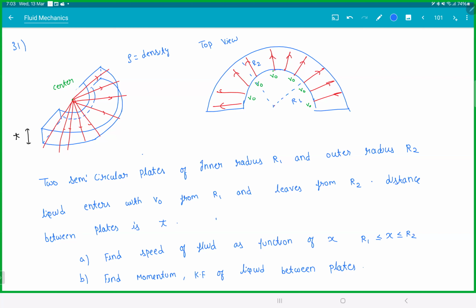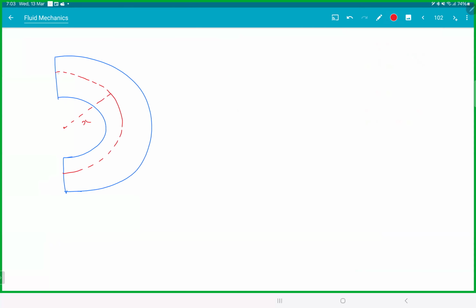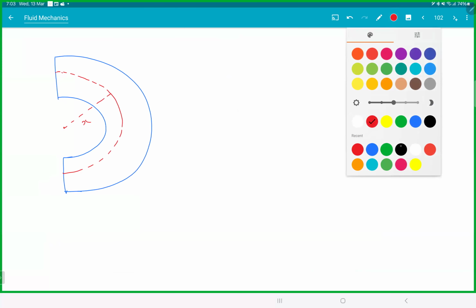V naught R by R1 plus X. See now. Again, if I'm just drawing the top view, from the center at a distance x, if you take a semicircle, right? The area will look like what?